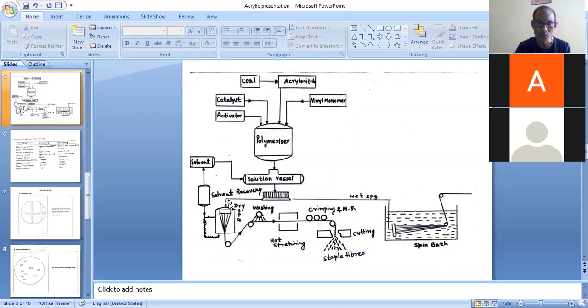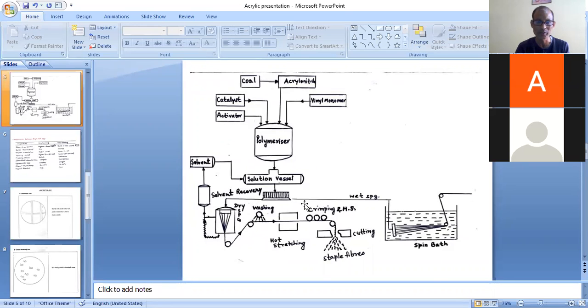And here we have shown both the methods. At the left side, we are showing dry spinning method. And at the right side, we are simultaneously showing the wet spinning method. Because any one method can be used. Both the methods are not used simultaneously. Any one method according to requirement can be used.